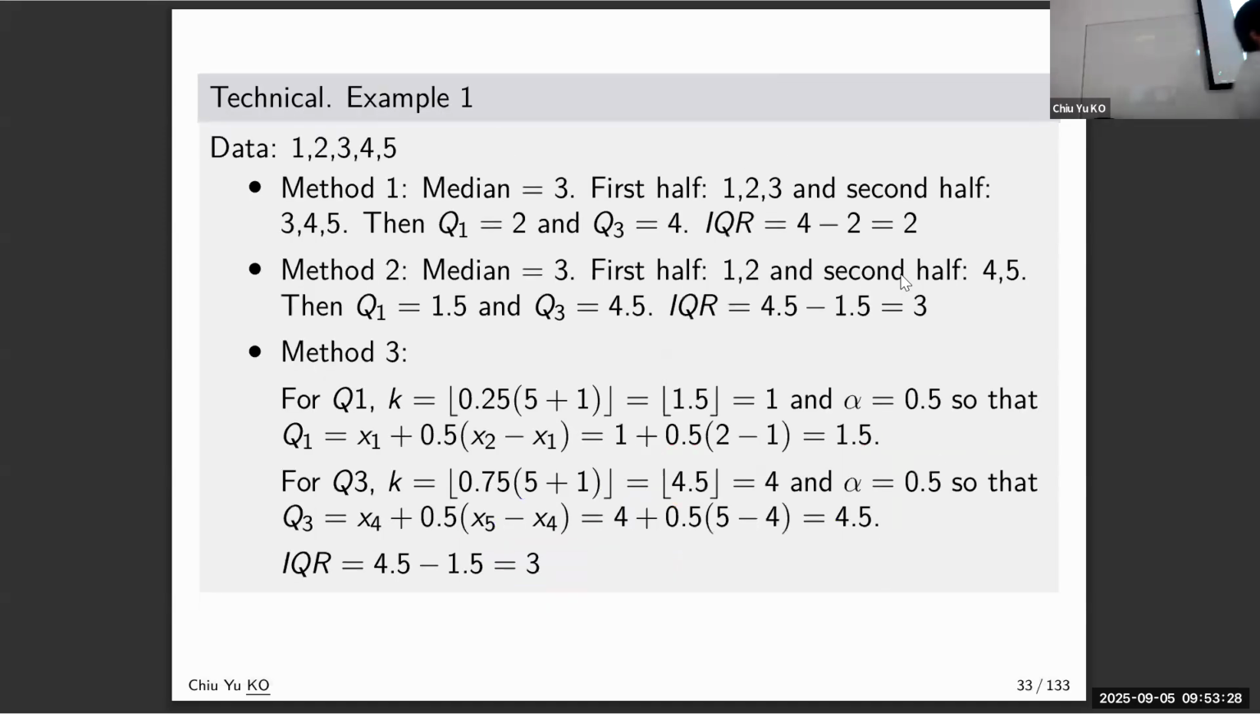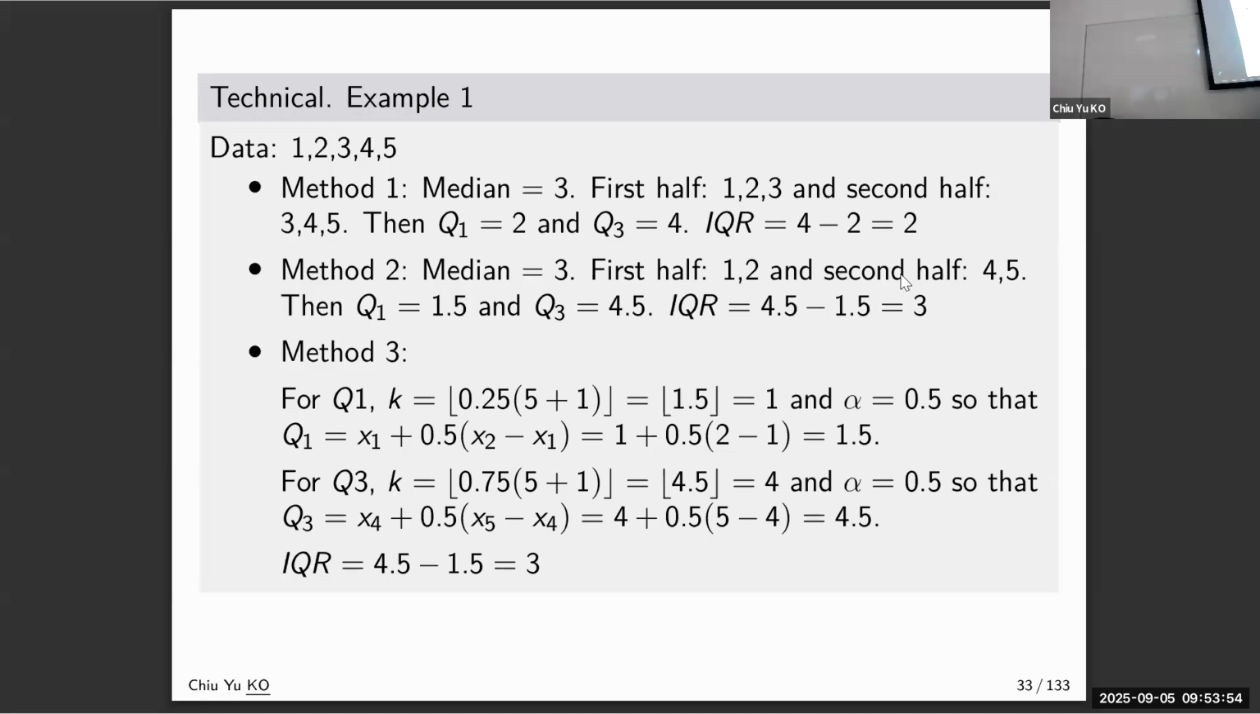So let me give an example of 5 observations. If we have 1, 2, 3, 4, 5, obviously the median is the middle guy, 3. Method 1: 3 is included in the data, so it's 1, 2, 3, and the median of 1, 2, 3 is just 2. And 3 to 5, the median is 4. So the IQR is 4 minus 2, which is 2.